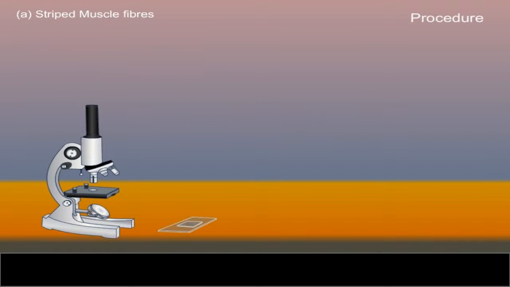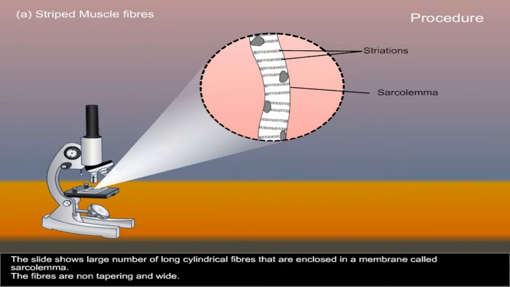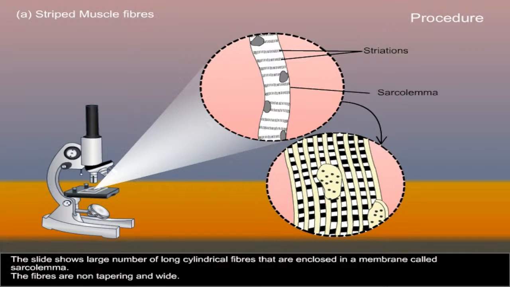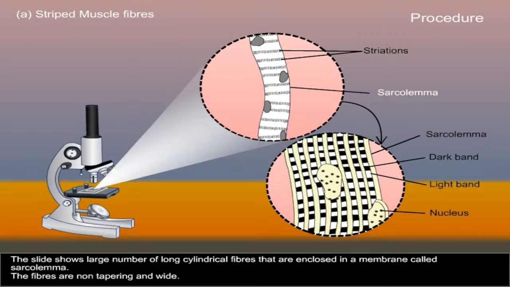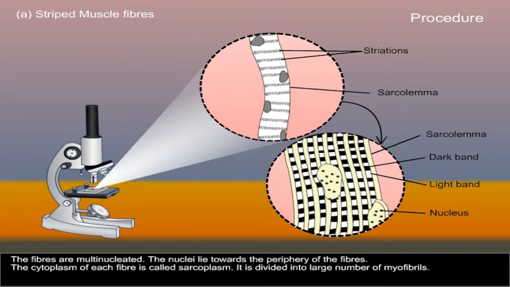2. Animal tissues. A. Striped muscle fibers. The slide shows a large number of long cylindrical fibers that are enclosed in a membrane called sarcolemma. The fibers are non-tapering and wide. The fibers are multinucleated. The nuclei lie towards the periphery of the fibers.